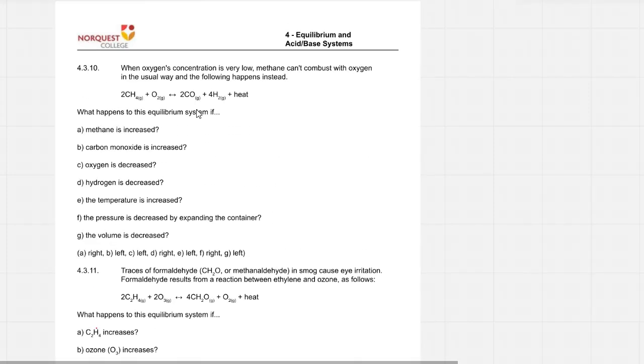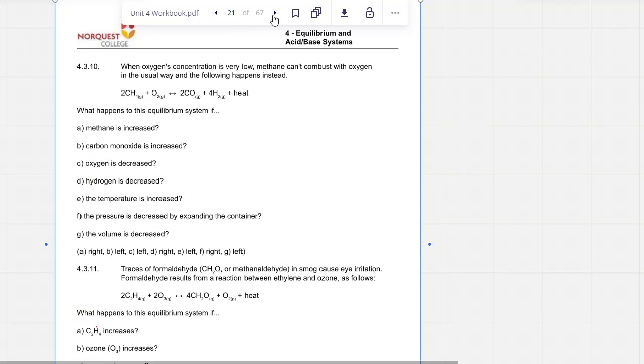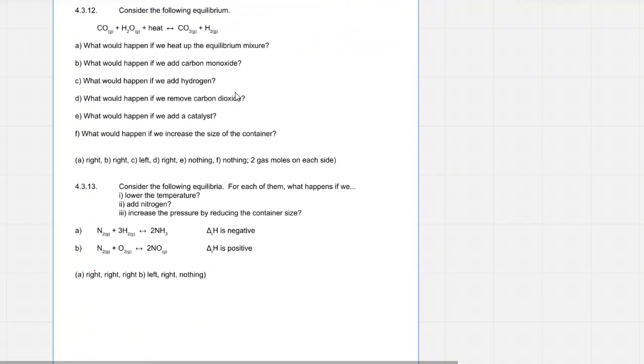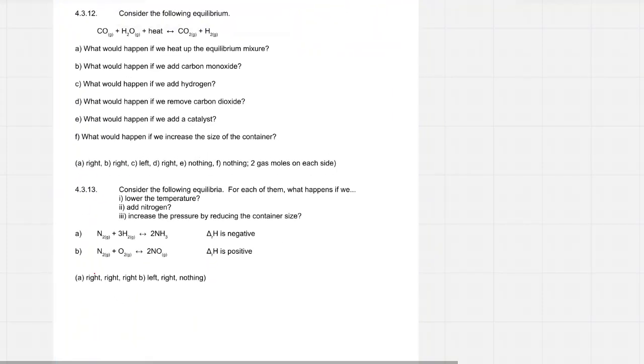Let's hop to the next page and knock this out. Okay, more of the same. Carbon monoxide reacts with water. Oh, this is synthesis gas, I think. And that produces carbon dioxide and hydrogen. What if we heat up the equilibrium mixture, adding heat? Right there is our stress. The system will go down on the left, up on the right.